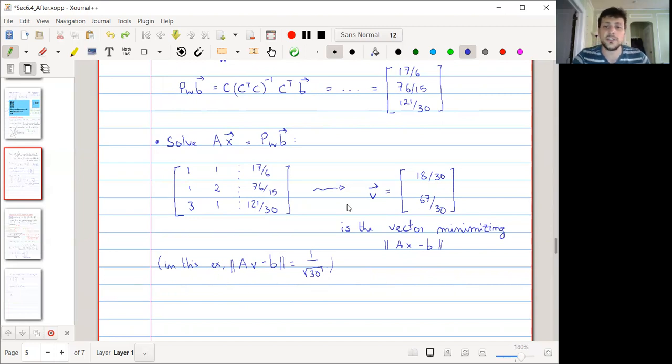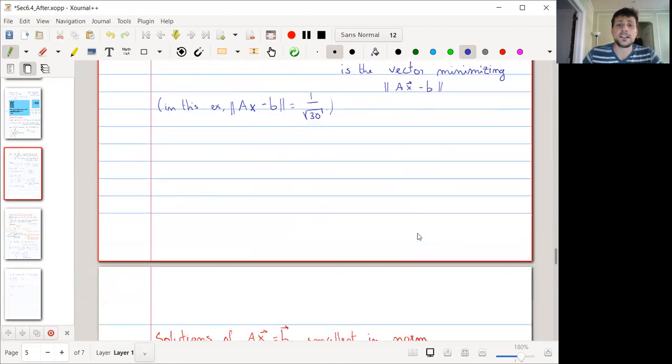In this particular case, if you compute this distance, AV minus B, then I shouldn't call this B. I'll call it X. It's the vector that minimizes the distance AX minus B. And in this particular case, I've used v above. That's why this is not good. In this particular case, you get that the distance is 1 over the square root of 30.